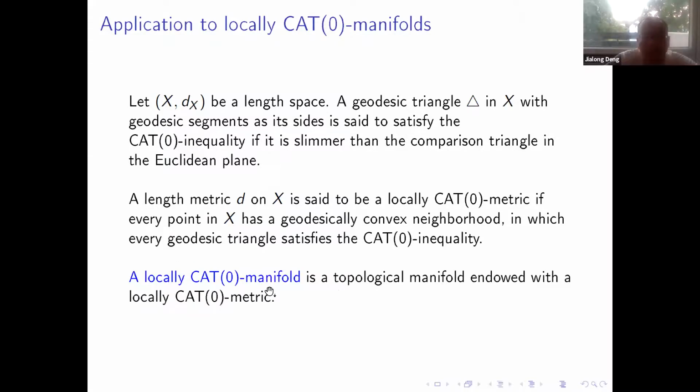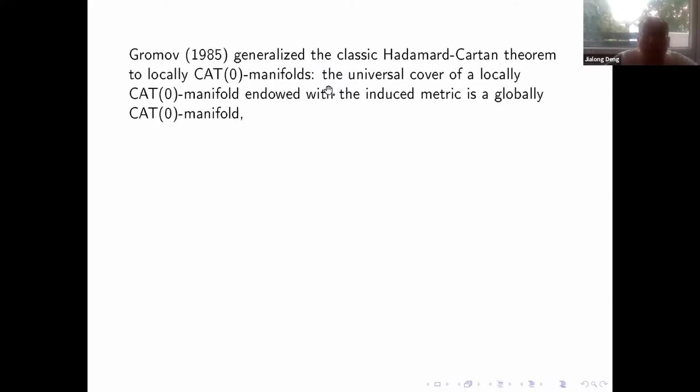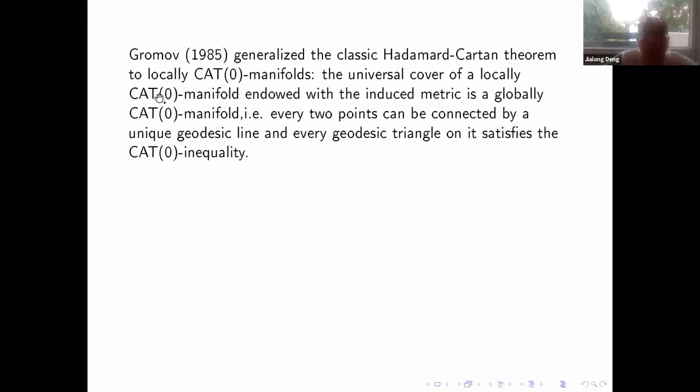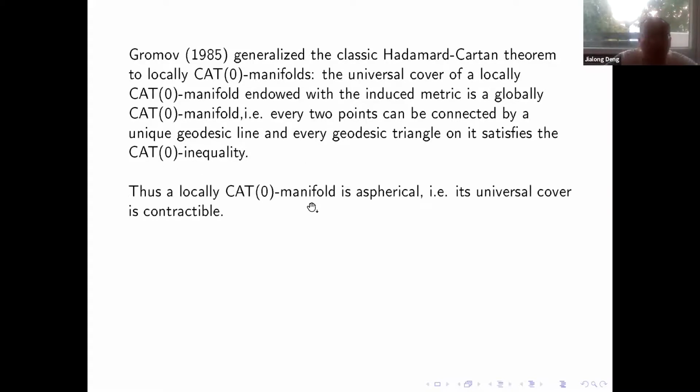Now, a locally Cartesian manifold is a topological manifold. Here, it just assumes a topological manifold with a locally Cartesian metric. And Gromov generalized the Hadamard-Cartan theorem, saying that the universal cover of a locally Cartesian manifold is a globally Cartesian manifold. That means that every two points can be connected by a unique geodesic, and every geodesic triangle on it satisfies the Cartesian inequality. Thus, a locally Cartesian manifold is aspherical.